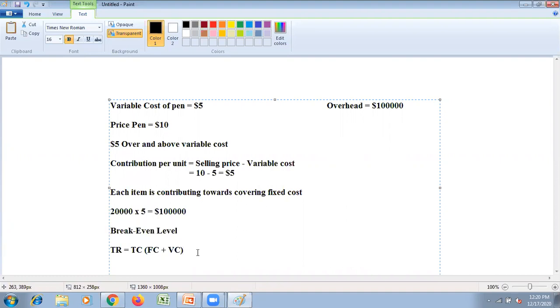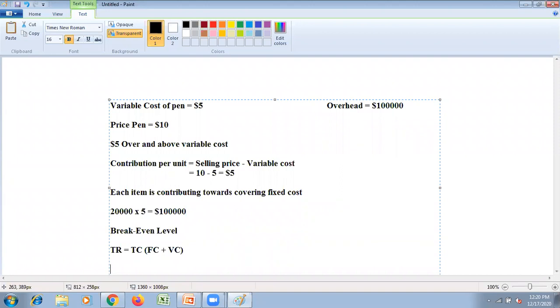And after that, if they now sell further, each item they sell, they will start getting profit, because now all their costs have been covered. वेरिएबल कॉस्ट तो साथ साथ कवर हो ही रही है, वो हमने बात कर ली है, और ओवरहेड बढ़ती नहीं है, फिक्स कॉस्ट सेम रहती है. Now you have covered it as well.